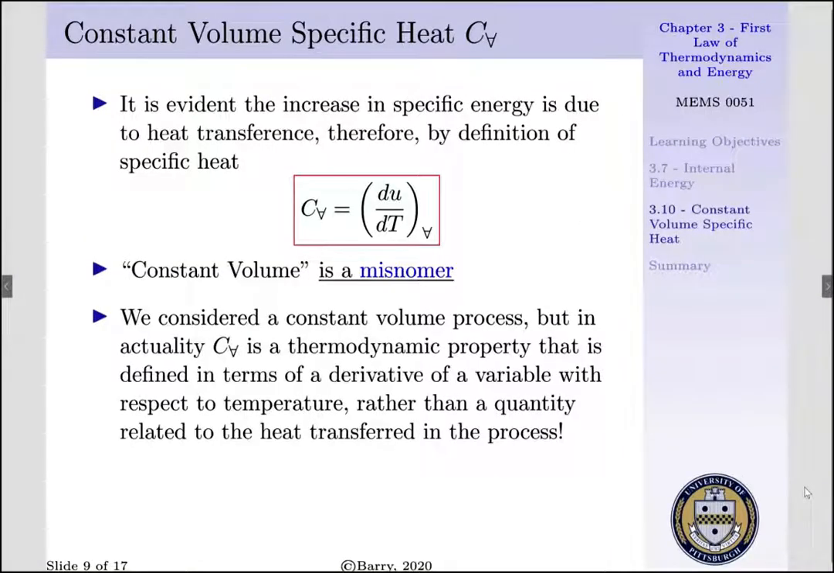Now, it is evident the increase in our specific energy is due to heat transference. Therefore, by definition, our specific heat is equal to a change of internal energy per our change of temperature. Constant volume is a misnomer. Although we considered a constant volume process in the formulation of our constant volume specific heat, our constant volume specific heat is a thermodynamic property that is defined in terms of a derivative of a variable with respect to temperature, du dT, rather than a quantity related to our heat transferred, delta Q.